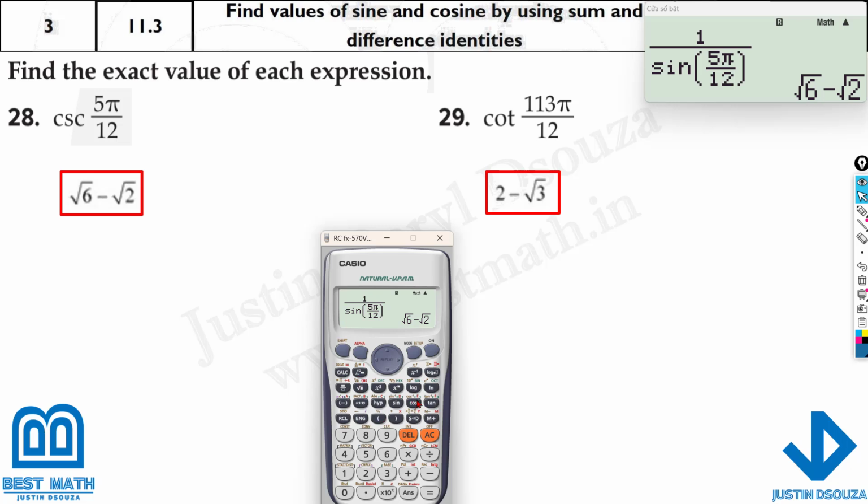What about this one? It is cotangent, that is 1 by tan, because we do not have cotangent option directly. And then we have 13 pi divided by 12. And now if you press equal to, you'll get an error. Why? Because in this denominator, the brackets are very important. You have to close the bracket here. Otherwise, you get an error. The answer is 2 minus root 3.